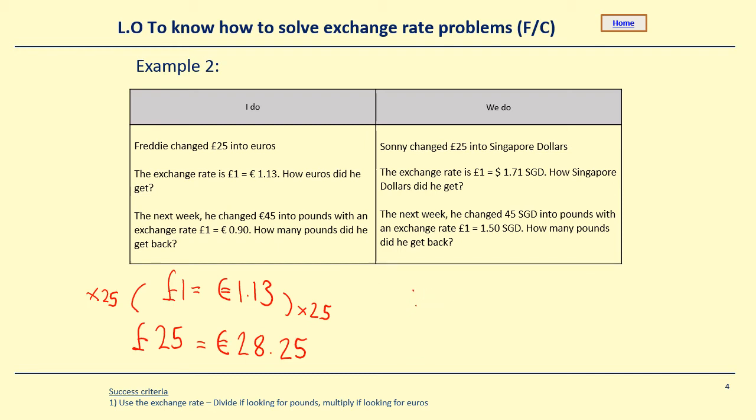Okay, so let's have a look at that we do now then. So Sunny changed £25 into Singapore dollars. Obviously in the success criteria it says about euros and pounds. In this case, Singapore dollars will be in place of euros. So Sunny changed £25 into Singapore dollars.